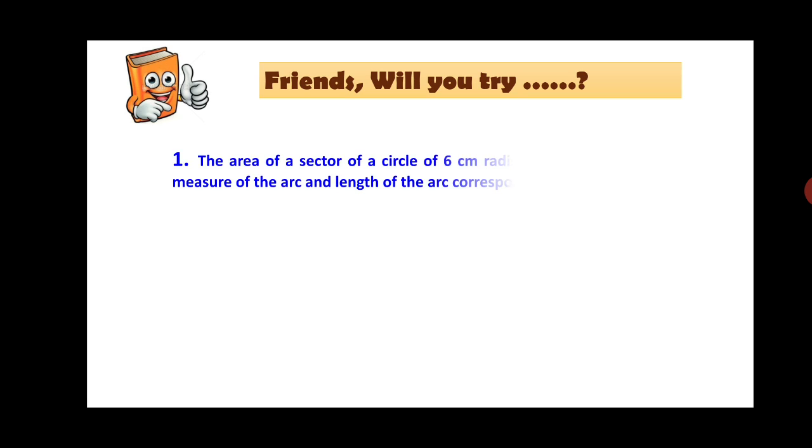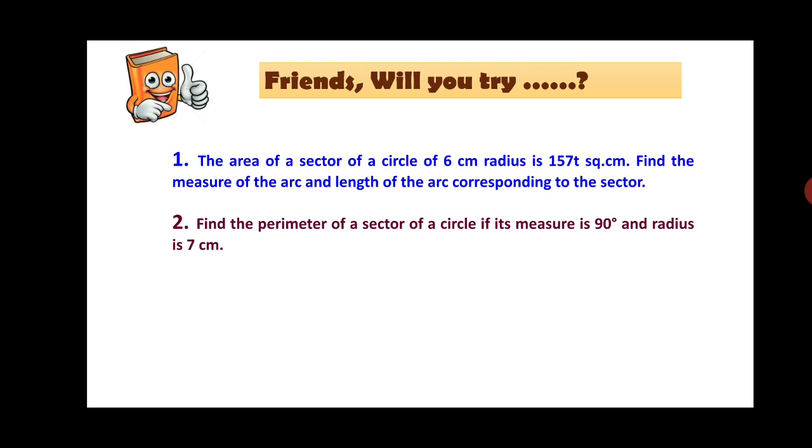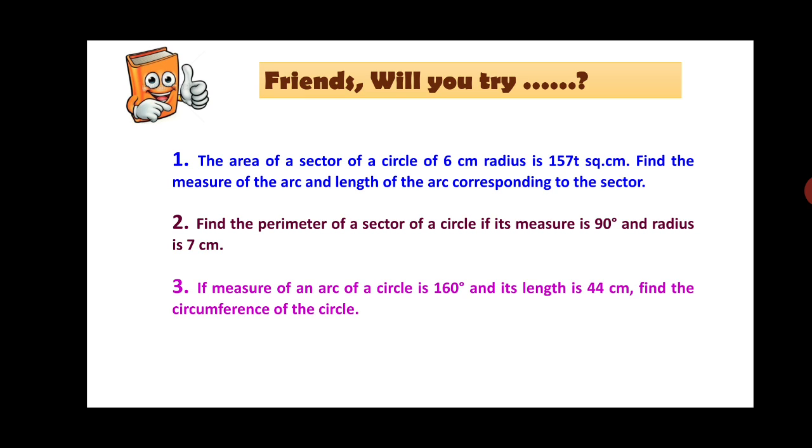Friends, you try these problems. The area of sector of a circle is 157 square centimeter and radius is 6 cm. Find the measure of the arc and length of the arc corresponding to the sector. Find the perimeter of a sector of a circle if its measure is 90 degree and radius is 7 centimeter. If measure of an arc of a circle is 160 and its length is 44 centimeter, find the circumference of the circle.